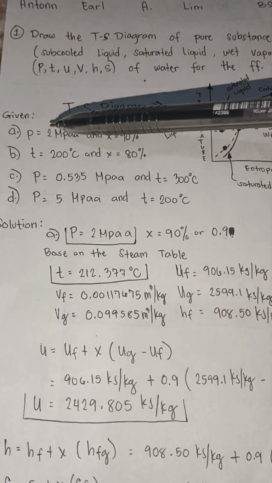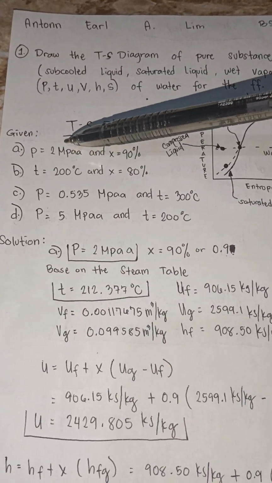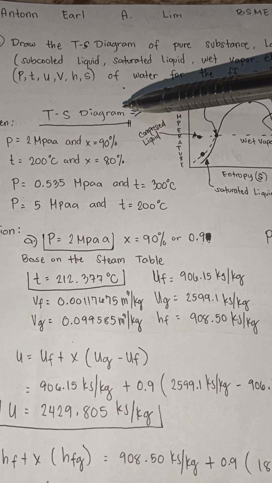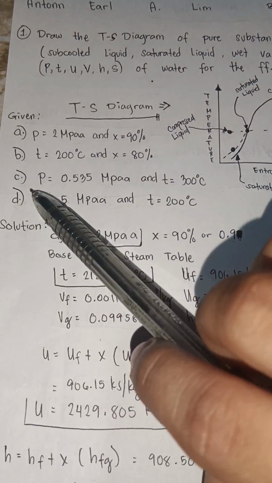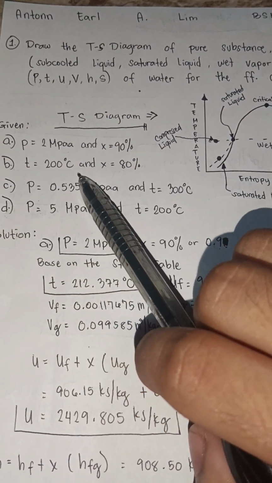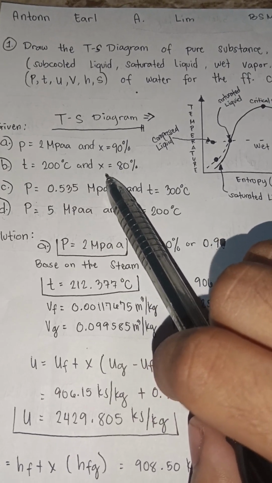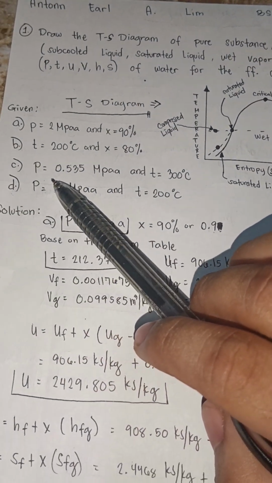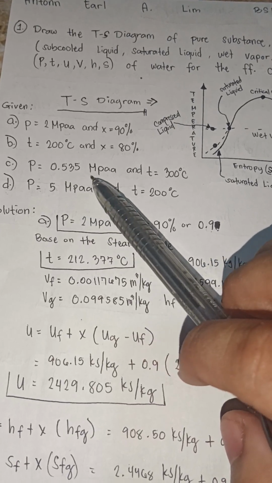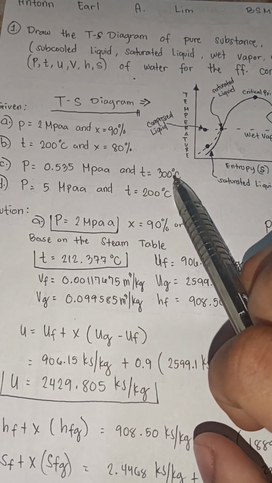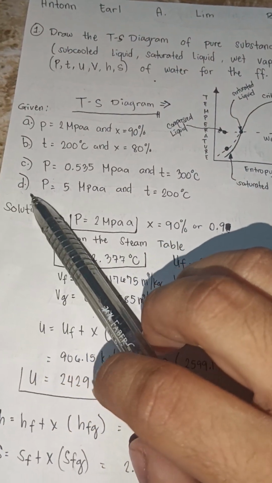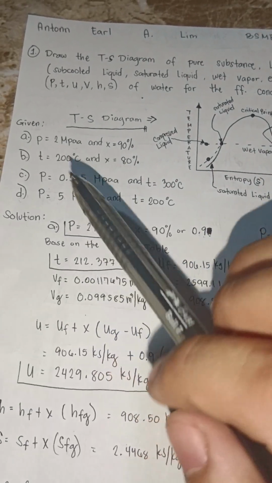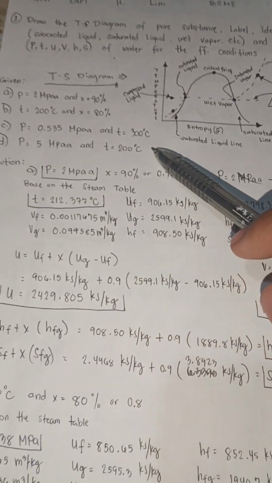So the given problems: A, pressure is equal to 2 megapascal absolute and the quality X is equal to 90%. B, temperature at 200 degrees Celsius and the quality X is equal to 80%. C, pressure is equal to 0.535 megapascal absolute at a temperature of 300 degrees Celsius. D, pressure is equal to 5 megapascal absolute and the temperature at 200 degrees Celsius.